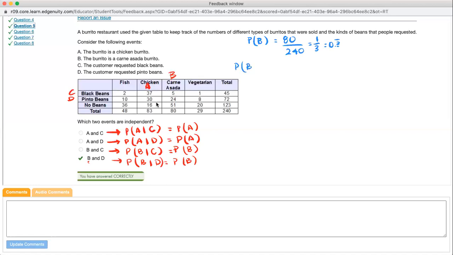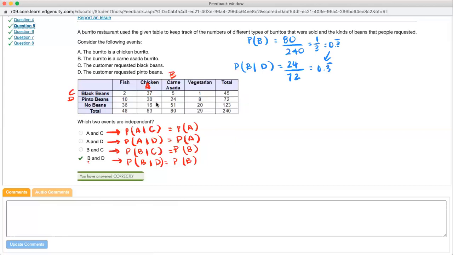Probability of B given D, right? So the given is D. If we are given D, that means we are only looking at D because that's been chosen already, right? Pinto beans have been chosen already. So when I write this, B given D, that first part right here, I'm looking at the B column, right? So that's the 24 out of what's given, the total is 72, right? So that's where they're talking about B and D. This is the overlap. If it's a Venn diagram, this is where it overlaps. And then you're given D, so you're only looking at D. So 24 divided by 72 will give you 3/10 repeating, or simplifies to 1/3 as well. These are the same, and because they are the same, they are equal, and that makes them independent.